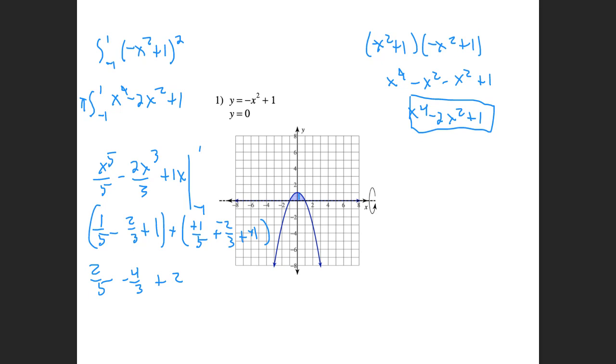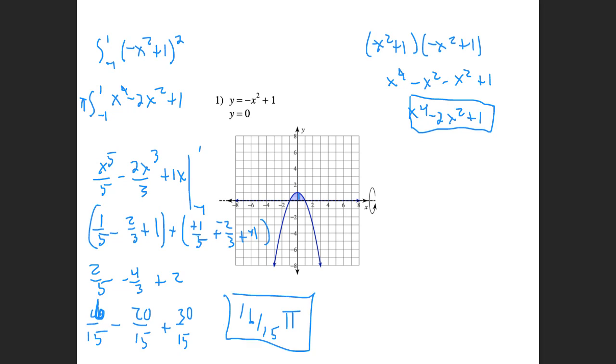All right, so now I need a common denominator of 15. So this would be 6/15 minus 20/15 plus 30/15. So that's 16/15 pi. Holy moly. That is absolutely correct.